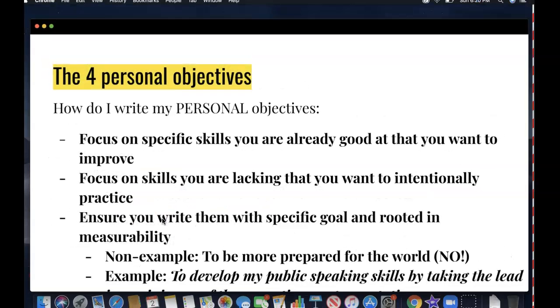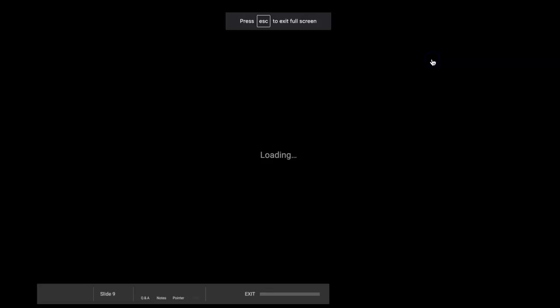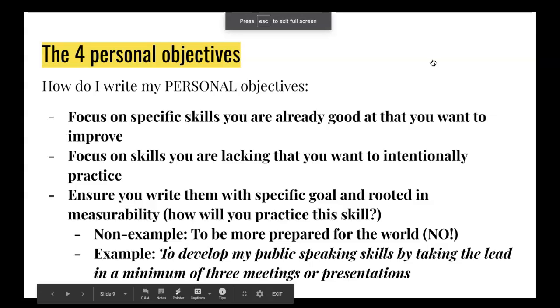The measurability, I'm actually going to add that to the notes. Measurability here means how will you practice this skill? So for example, you'll see that a non-example is to be more prepared for the world. No, that doesn't mean anything. What does it mean to be prepared for the world? The specific skill is public speaking. Measurability is by taking the lead in a minimum of 3 meetings. So there's a specific what and a specific how.